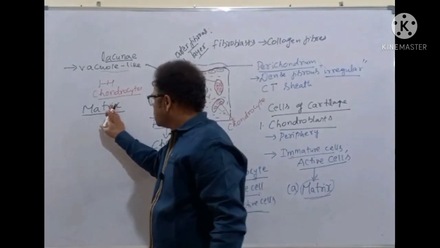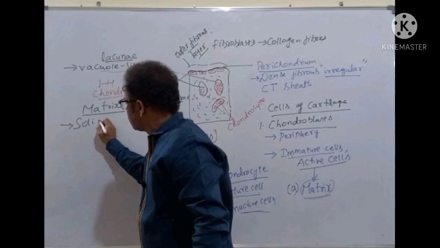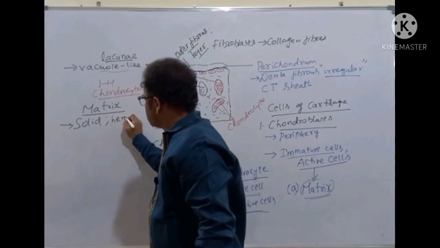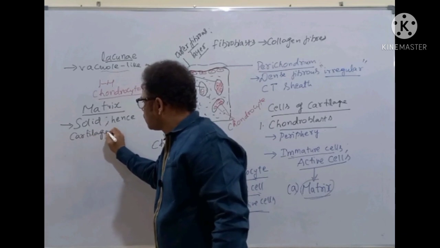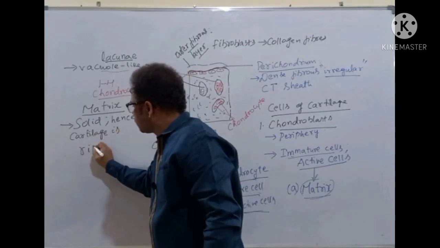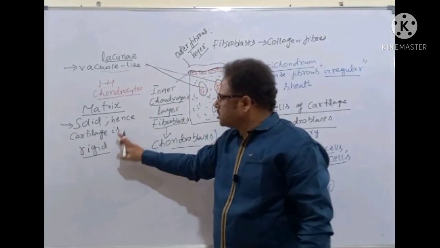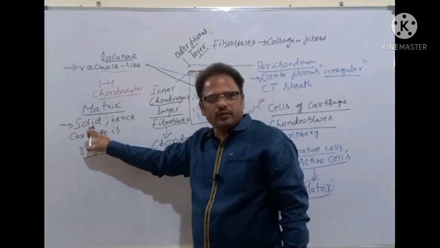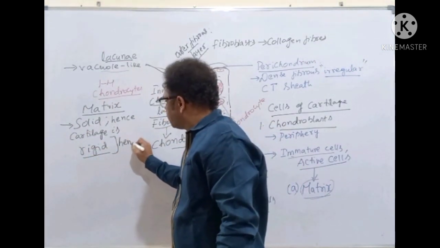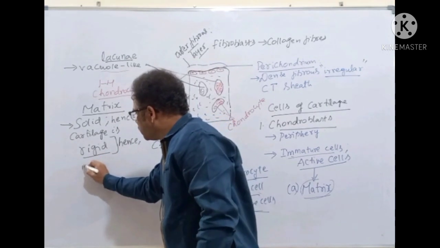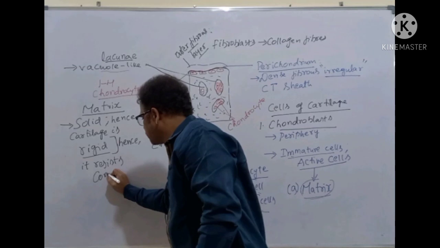The matrix is solid. Hence cartilage is rigid. Rigid means very strong. Why is the cartilage rigid? Because the matrix is solid. Clear, students? Hence it resists compression.